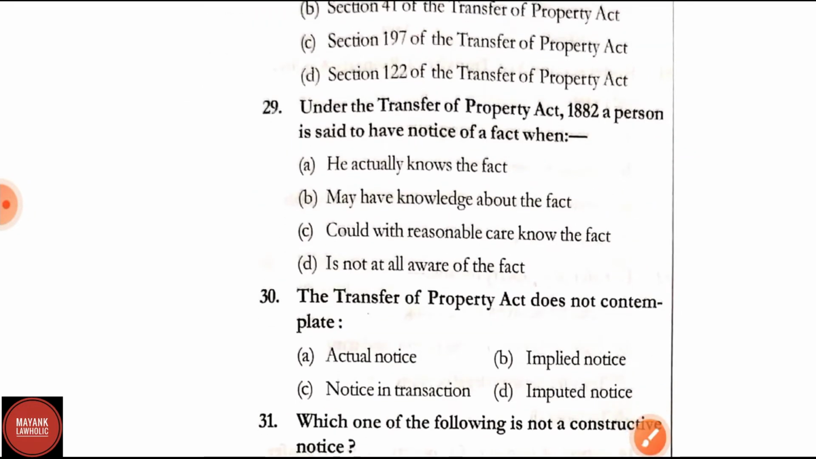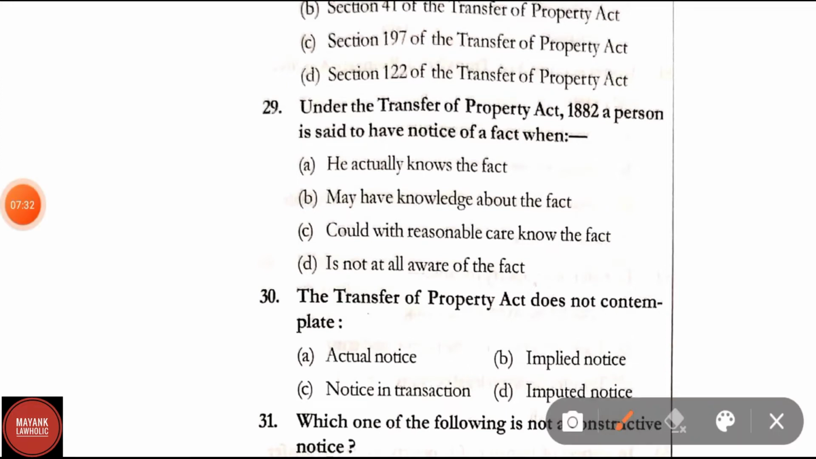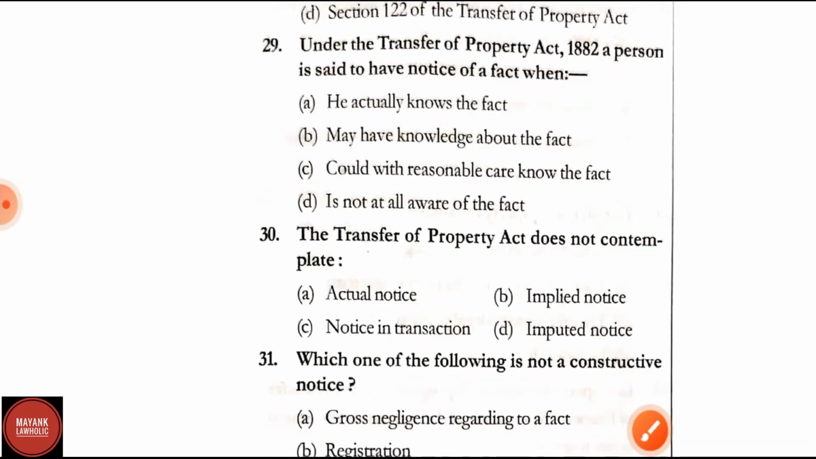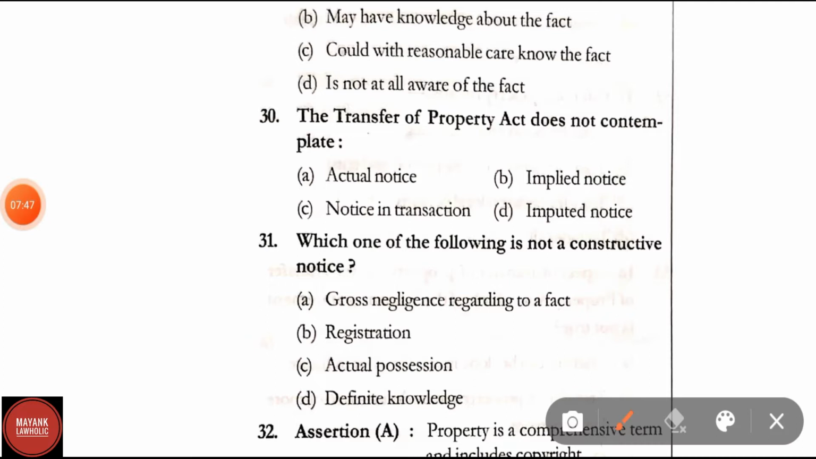Question number 29. Under the Transfer of Property Act, a person is said to have notice of a fact when he actually knows the fact, may have knowledge about the fact, could with reasonable care know the fact, is not at all aware of the fact. Correct answer is option A, he actually knows the fact. Question number 30. The Transfer of Property Act does not contemplate actual notice, implied notice, notice in transaction, imputed notice. Correct answer is option C, notice in transaction.